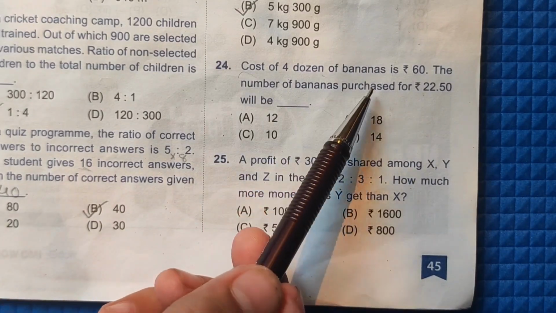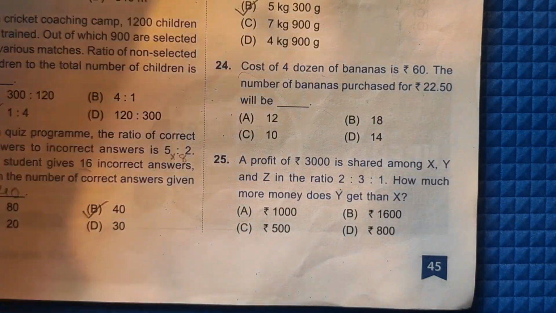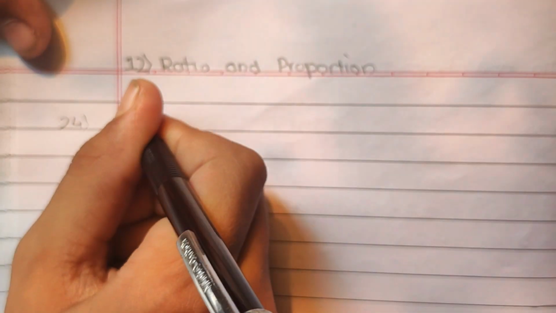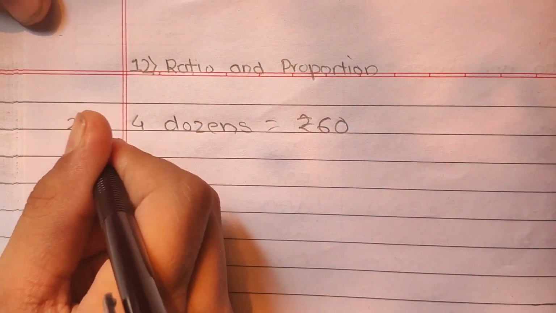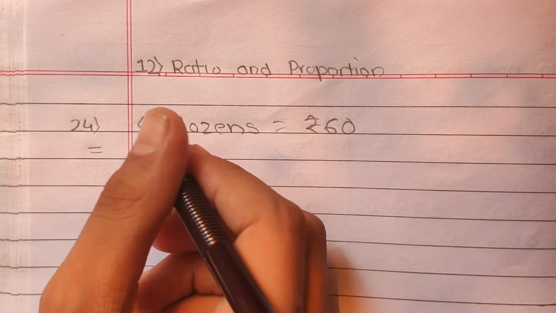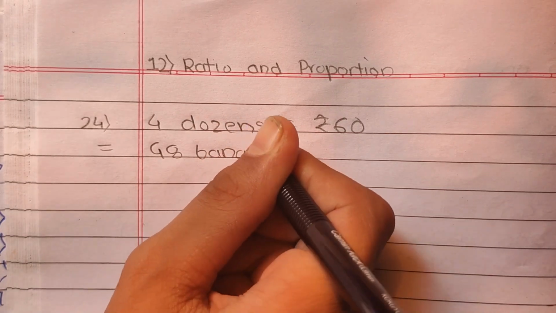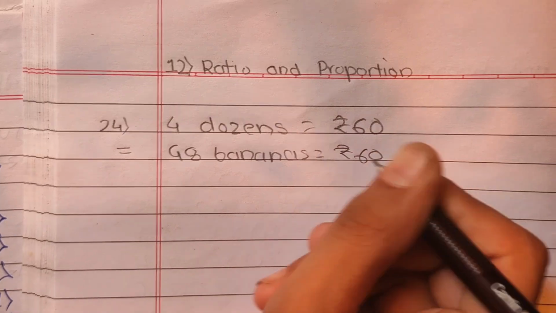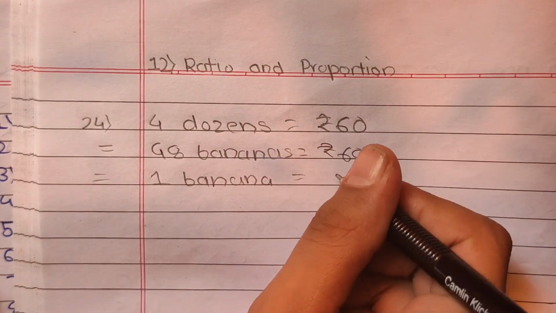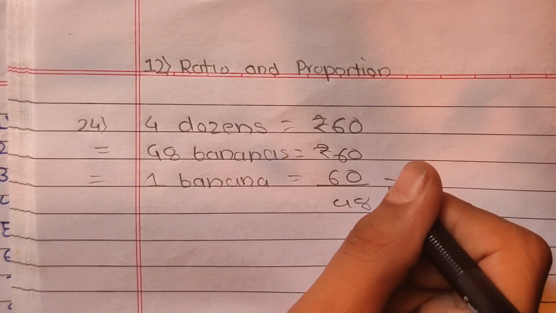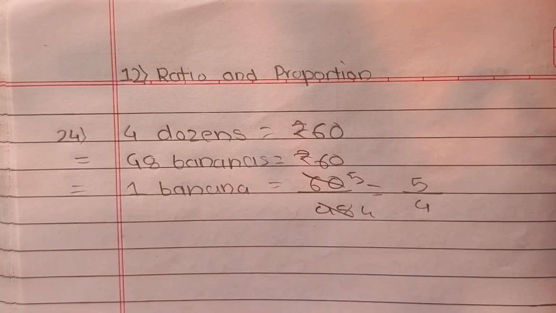24th question, cost of 4 dozen bananas is rupees 60. The number of bananas purchased for rupees 22.50 will be dash. So 4 dozen bananas are for rupees 60, and 1 dozen means 12 bananas, and there are 4, which means 12 4 ja 48 bananas is equal to rupees 60. So now we have to find what is the price of one banana. So it will be 60 divided by 48. So 12 5 ja 60, 12 4 ja 48, which means the cost of one banana is 5 by 4.